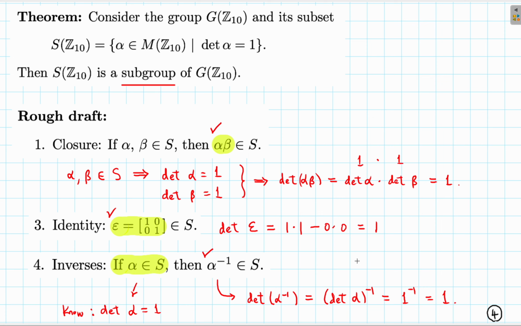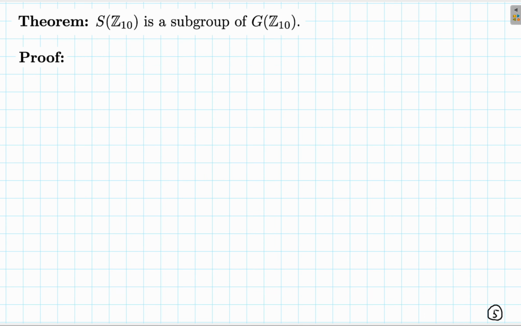And so that's the rough draft. And then based on this, let's write down a complete proof in the next slide. So let's write down a complete proof. I think of a subgroup proof as really 3 mini proofs in one. It's the closure, identity, and inverses. Again, we don't even mention associativity because that's a given from the fact that G of Z10 is a group. And so let's start with closure.